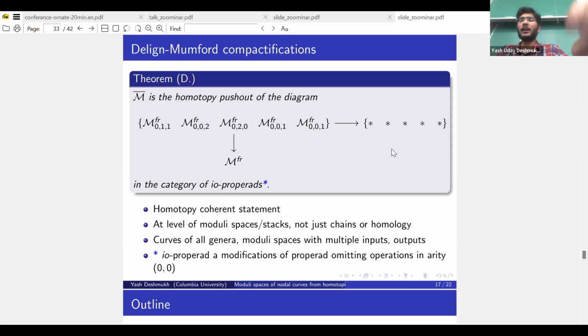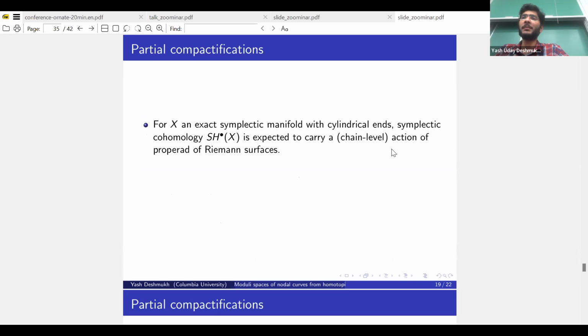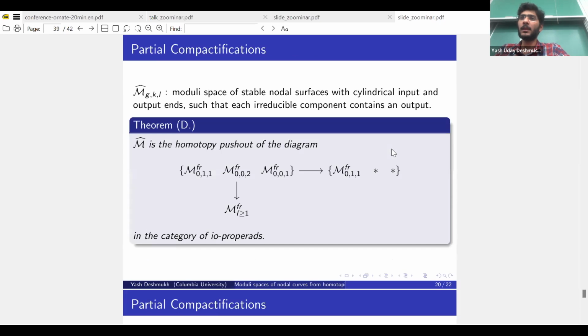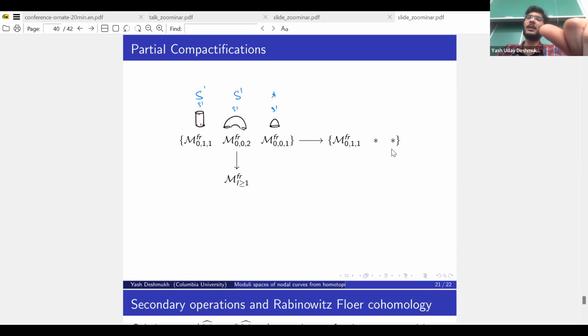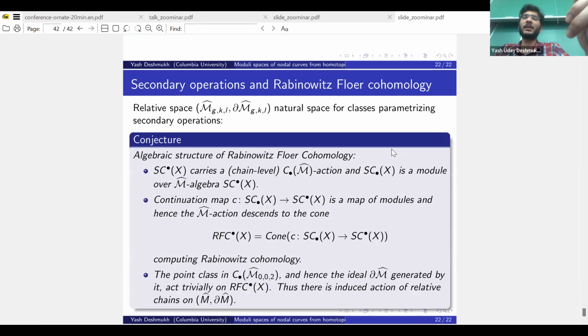So this is the statement of the theorem, and coming from some motivations from symplectic cohomology, you can actually prove a variant of this theorem where instead of trivializing the annulus with one input, one output, which typically corresponds to the BV operator, we actually trivialize something else, namely the annulus with two outputs and no inputs. And this gives rise to some moduli space, which we expect actually recovers some secondary operations.